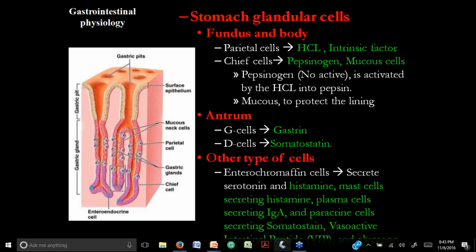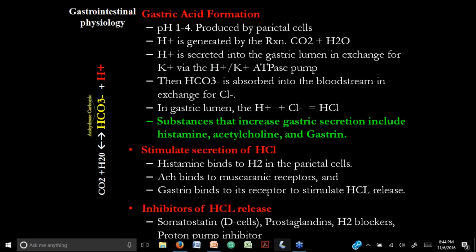Okay, so let's keep going. So here we have the gastric acid formation. pH is between 1 to 4, produced by the parietal cells. The hydrogens are generated by the reaction of carbon dioxide and water. So that is on the side of the blood. So the hydrogens are going to be secreted then into the gastric lumen in exchange of potassium through the ATPase hydrogen potassium.